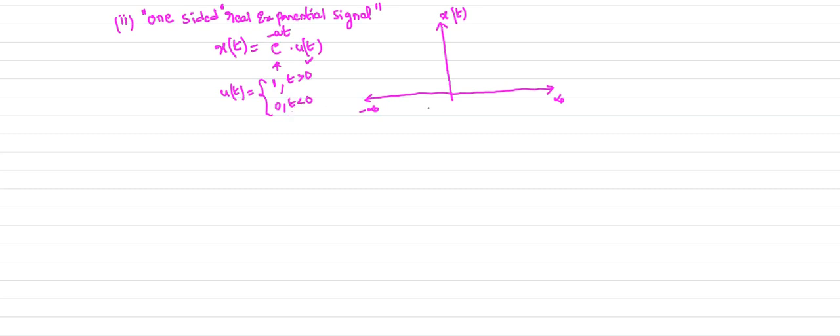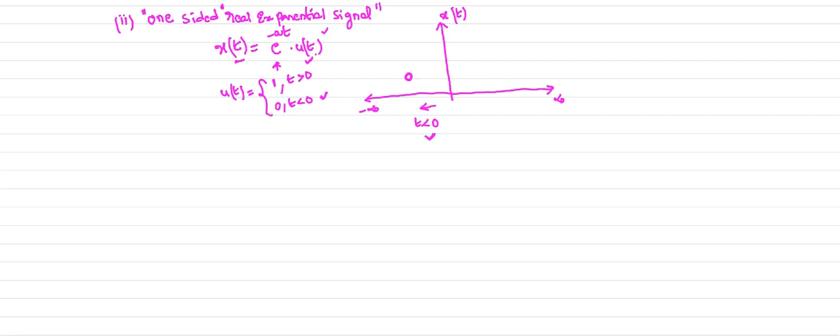So for time t less than 0, your u of t is 0. When you multiply any function with u of t for time t less than 0, you should get 0 value. The reason is your u of t is 0 for time t less than 0. If you multiply 0 with any value, you should get 0. Your x of t is 0 for time t less than 0 because your u of t is 0.